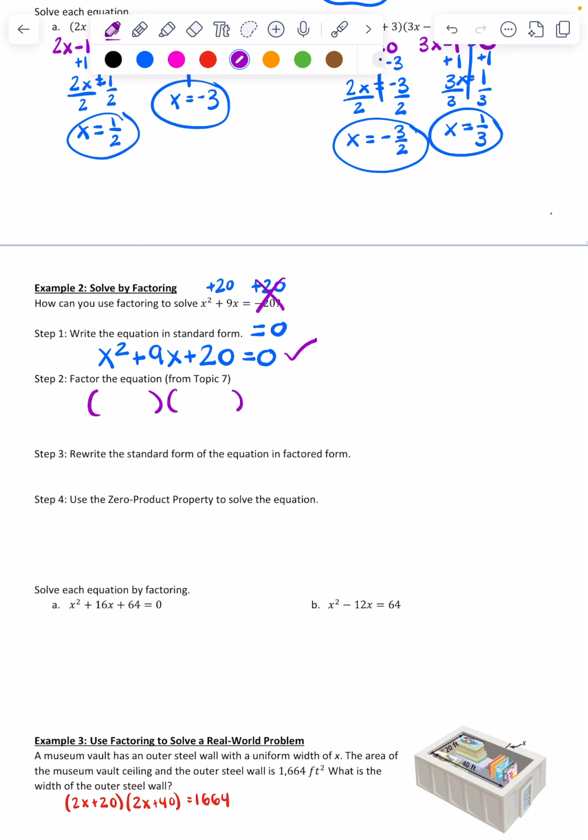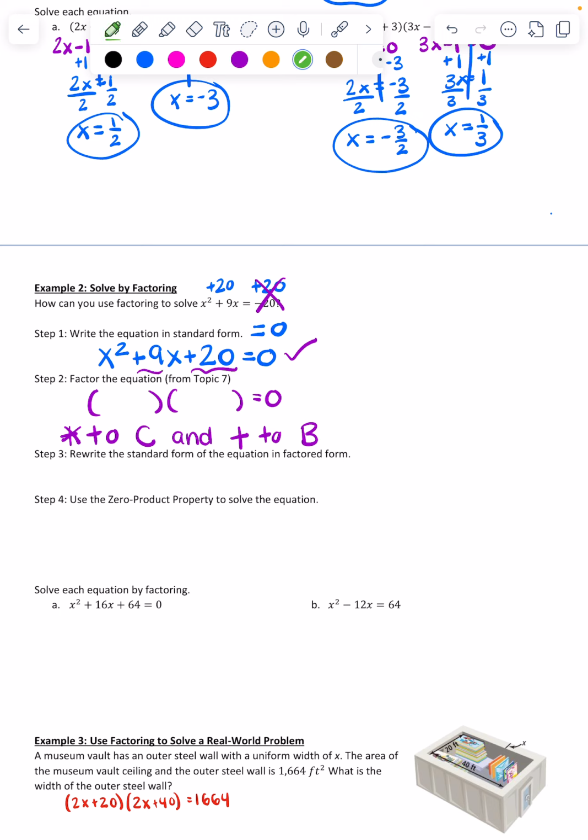So here's our factored form, still set equal to 0. And we have to look for two numbers that multiply to C and add, we'll do a plus sign, add to B. This was back to topic 7. In our last example, it was already factored for us, but this time we have to do it ourselves. So what are two numbers that multiply to 20 and add to 9?